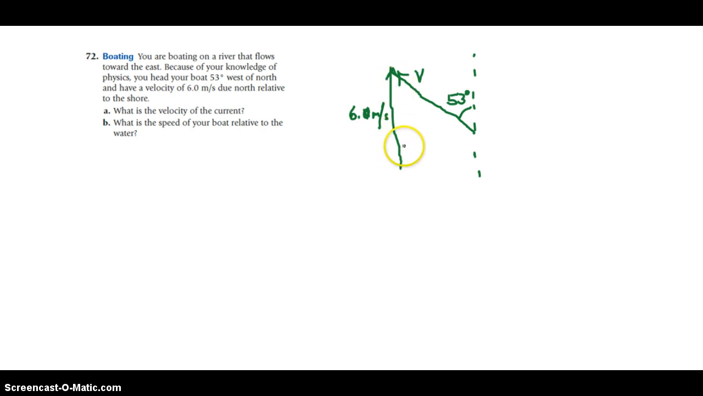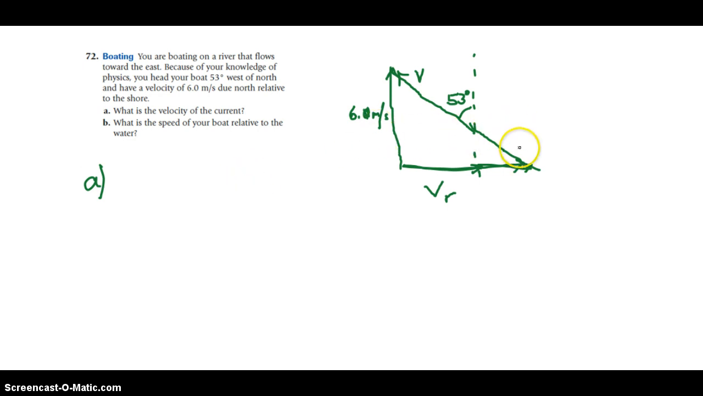So we need to find out what the velocity of the current is. Sorry, we're assuming the current is going to be perpendicular to the direction we're going. So let me draw that a little bit out so you can see what's going on. As you can see, we have a right triangle here. Again, we know that the river is flowing east. That's why we know that this velocity points in that direction. We also want to know the velocity of the river for part A.